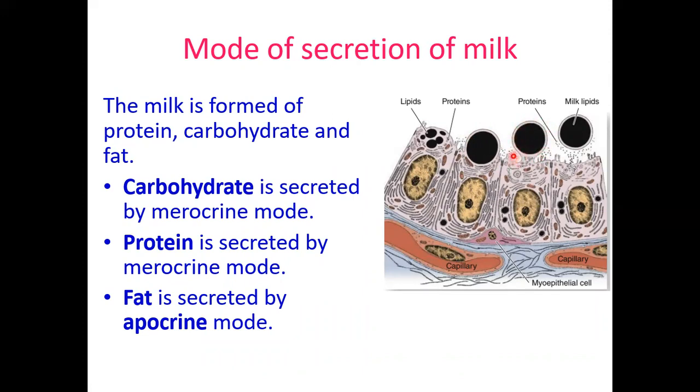The protein is excreted by merocrine secretion, by exocytosis, without loss of any part of the cells, while the lipid is secreted by removal of part of the cell. So we call this apocrine, as the lipid is secreted surrounded by part of the cell membrane of the columnar epithelial cells of the alveoli. We call this process apocrine, while protein and carbohydrates are secreted by merocrine. Take care of this, please.